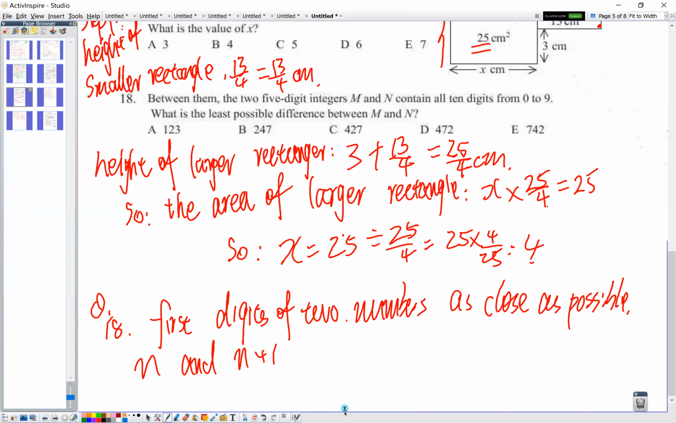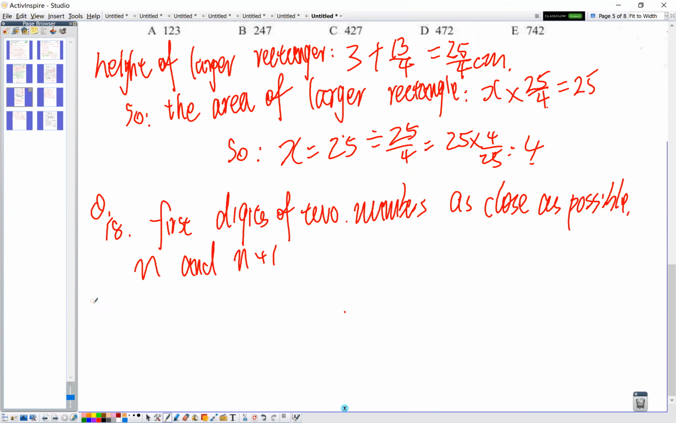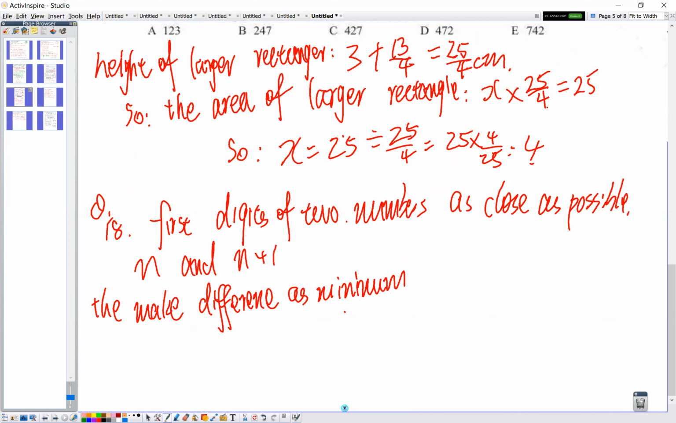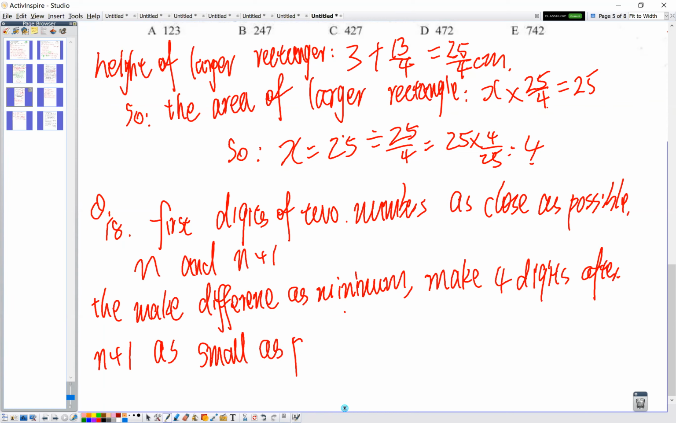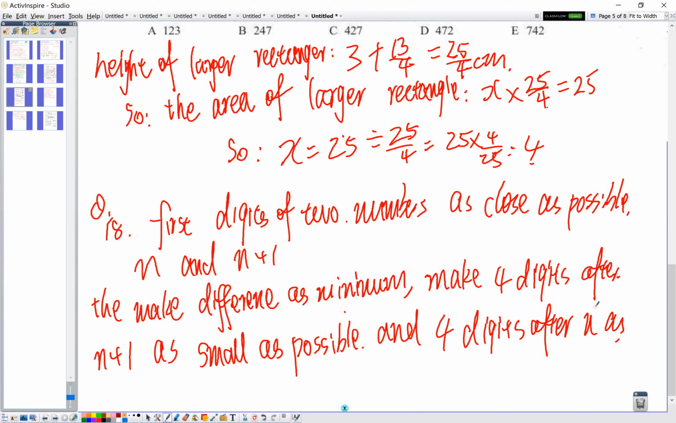So let me write down the steps here. To make the difference a minimum, we can make the 4 digits after n plus 1 as small as possible, and the 4 digits after n as large as possible. Only by doing it this way can we satisfy the condition for the question.